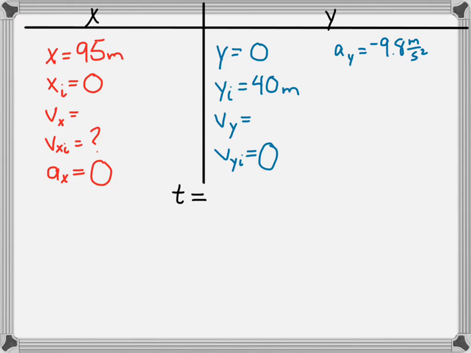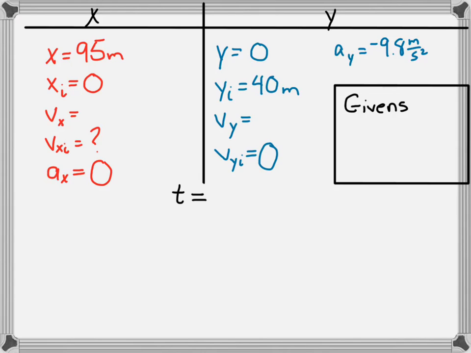So on the last slide, we figured out all the givens. Now on this slide, we want to figure out which equations we can use. So what equations do we have available to us? Well, they're the same equations that we used in one-dimensional motion.